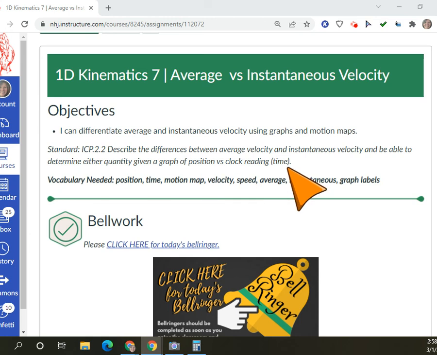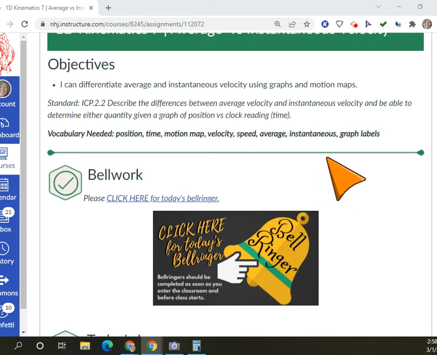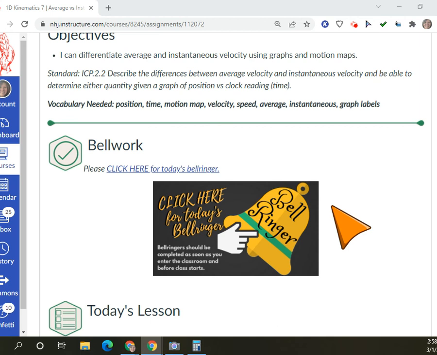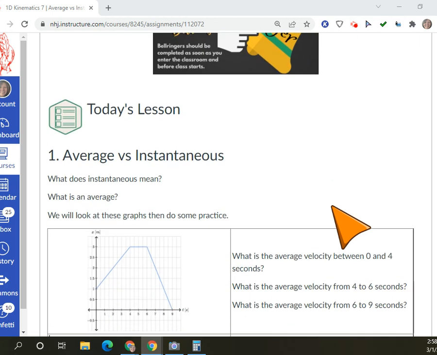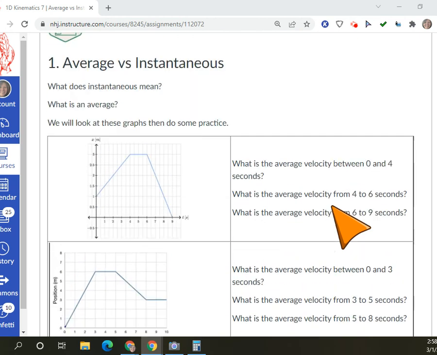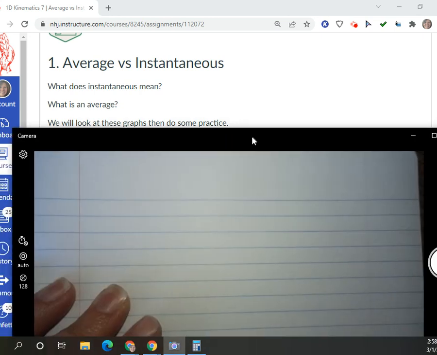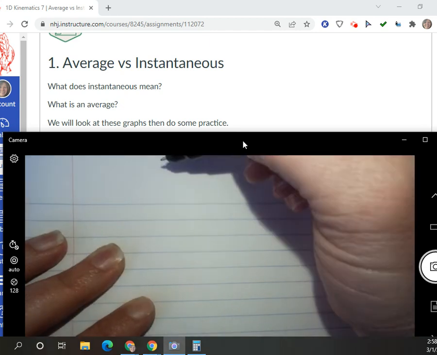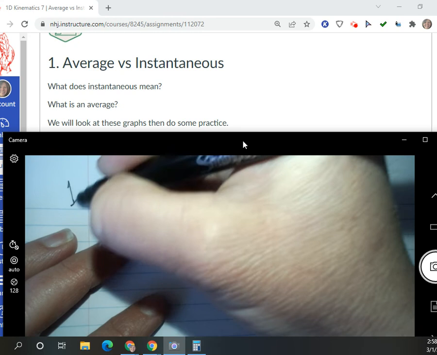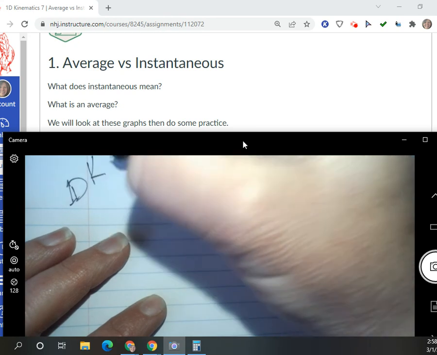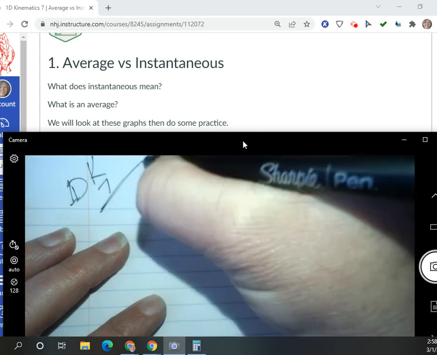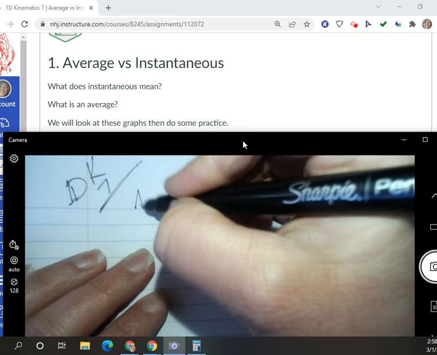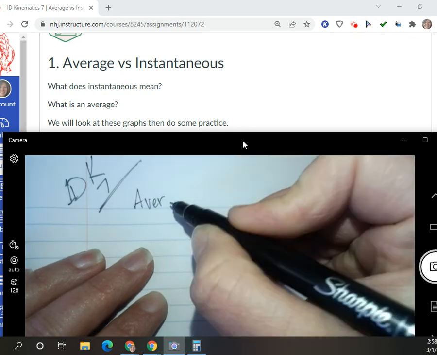So we've been looking at these position-time graphs a lot. Hopefully you've already done your Bellringer before you got to the video today. We're going to look at the lesson, and we'll be in our notebook as well, taking some notes on average versus instantaneous velocity. So let's go ahead in our notebook and title our page, One-Dimensional Kinematics, Lesson 7, Average versus Instantaneous Velocity.